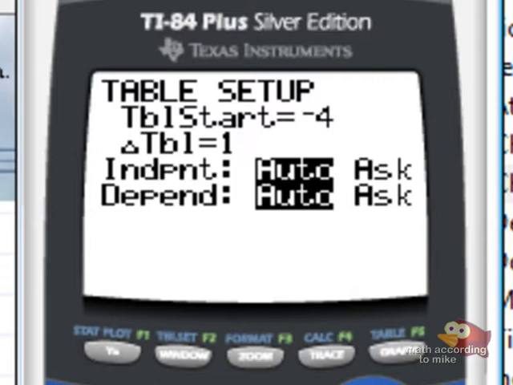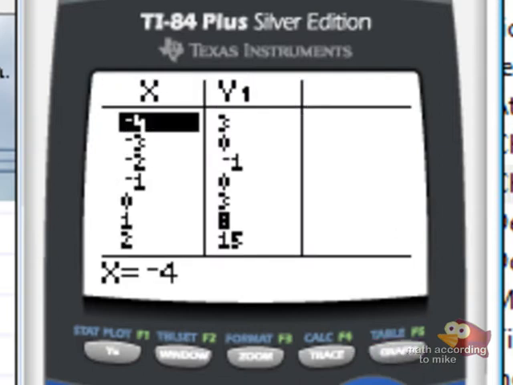If that's good to go, then notice table is above graph. You'll just hit second, table, and that will give you your table. It may be hard to see, but the y values going down are 3, 0, -1, 0, 3. Then it's got some more because it keeps going. It doesn't know that we're just stopping at the first 5. But that's how you automatically generate a table in your calculator.